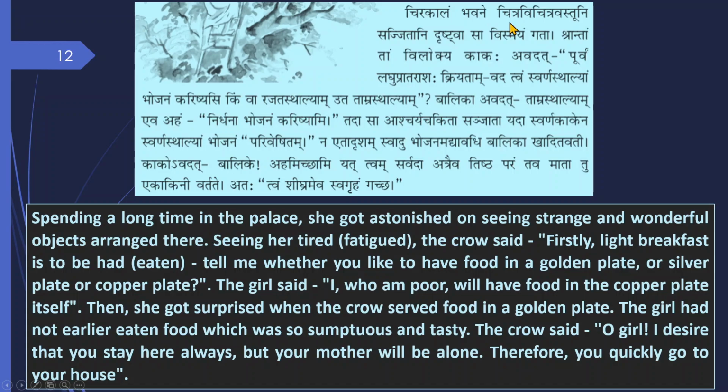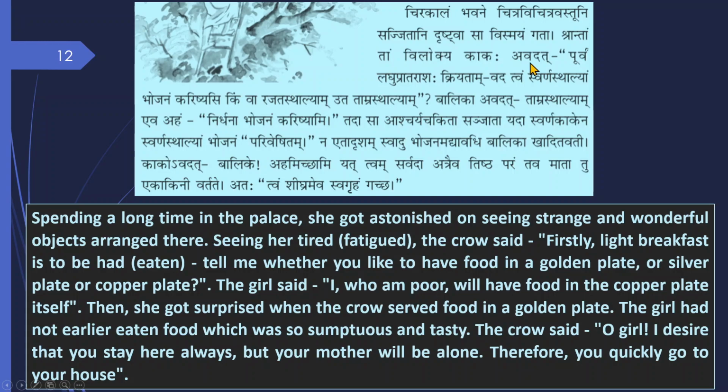Chirakalam bhavane chitra vichitra vastuni sajjitani drishtva. Spending a long time in the palace. Chirakalam bhavane, spending a long time in the palace. Chitra vichitra vastuni sajjitani drishtva sa vismayangata. She got astonished. Vismaya is astonishment. She got astonished on what? On seeing strange and wonderful things. Chitra vichitra vastuni. Arranged, wonderful objects arranged in the palace.